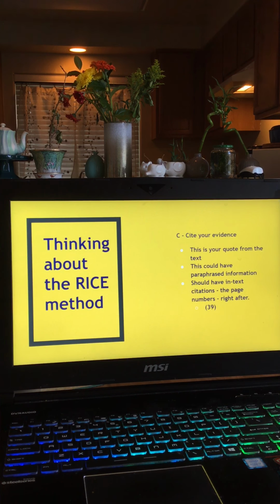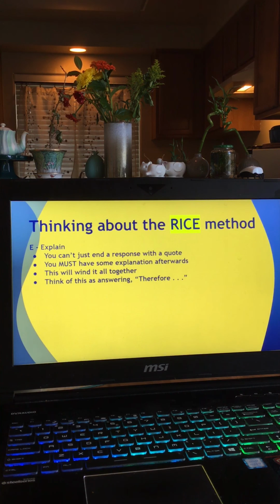So R, rephrase the prompt. I, introduce your evidence, introduce your quote. C, actually cite your evidence. And finally, E, which is explain. You cannot end a paragraph on a quote. You can't end a piece of writing on a quote. You can't end your answer on a quote. You need to finish up by elaborating and explaining, which is what those E's are standing for, elaborate and explain.